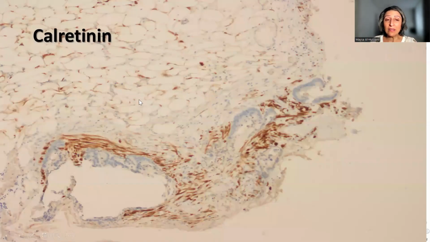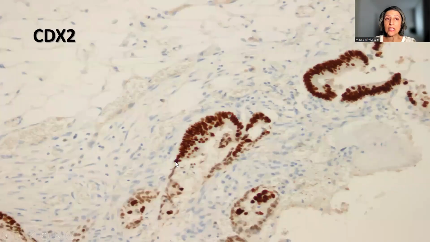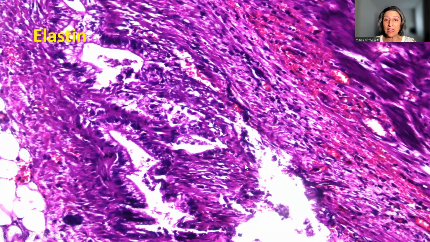I did calretinin immunostain, and then we can see calretinin, and in between, the glands are actually dissecting and perforating and disrupting the peritoneal surface. Now CDX2 on the other hand would highlight the malignant glands, and they are really just in direct contact with the outer surface beyond the peritoneum, beyond the mesothelial lining.